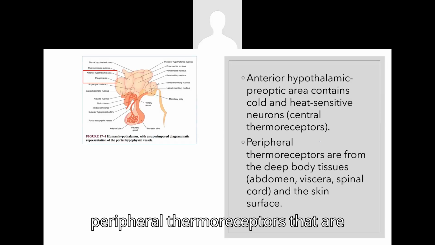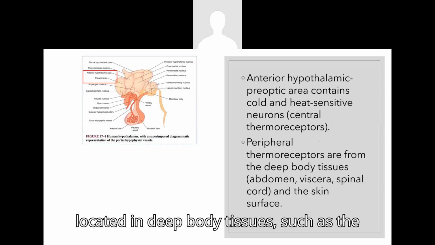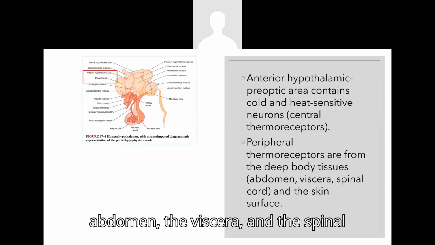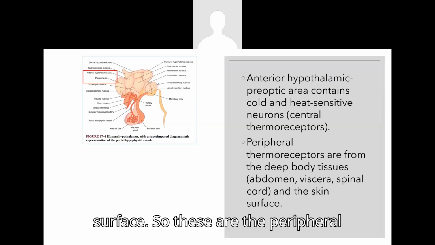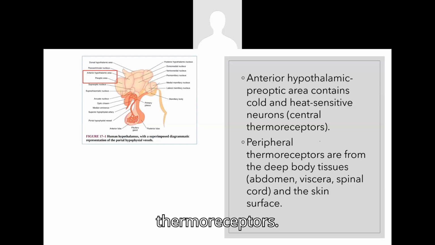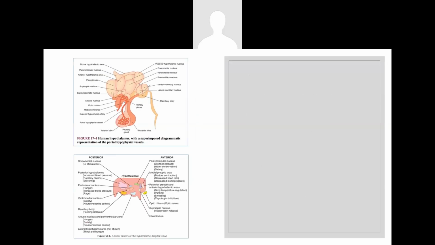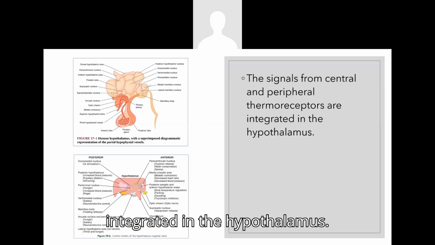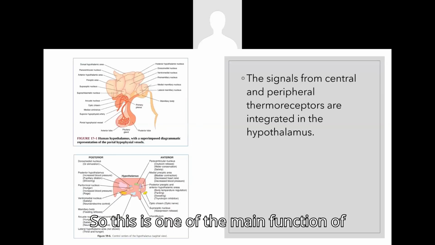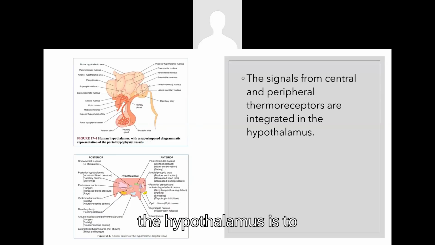We also have peripheral thermoreceptors that are located in deep body tissues such as the abdomen, the viscera, and the spinal cord, and they also have some in the skin surface. So these are the peripheral thermoreceptors. The signals from the central and peripheral thermoreceptors are integrated in the hypothalamus. This is one of the main functions of the hypothalamus, to regulate the temperature.